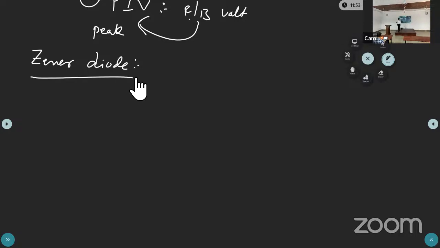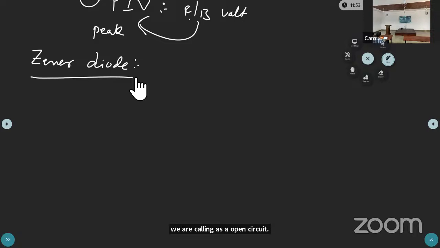Now, can you identify the drawback of the PN junction diode? Anyone? It doesn't work in the reverse bias. The PN junction diode does not work in the reverse bias. Ideally, the PN junction diode under reverse bias we call an open circuit, that is, an off switch.